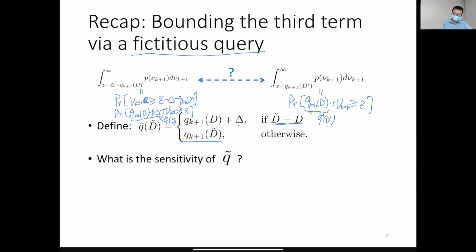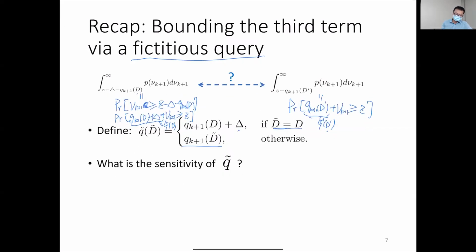Now the left hand side and right hand side become the probability of the same event of the same query, but just with two data sets being neighboring. Okay, so it remains to calculate the sensitivity of Q tilde, right? So what is the sensitivity of Q tilde? Can anyone shout it out?